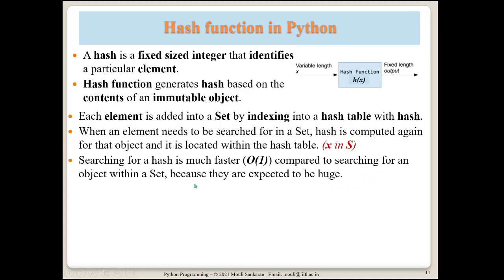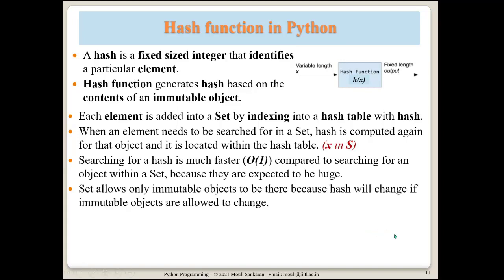searching for an object within a set, because they are expected to be huge. So, compared to searching for an object, computing the hash function and then going to the table is much faster than looking into every entry in the table and then checking whether this object is there or not. You have to make an object comparison for that, which is very expensive.